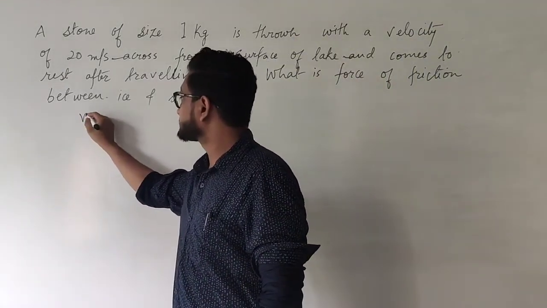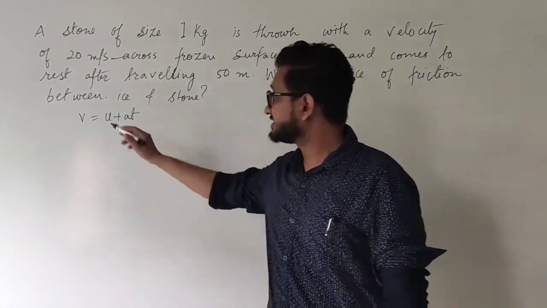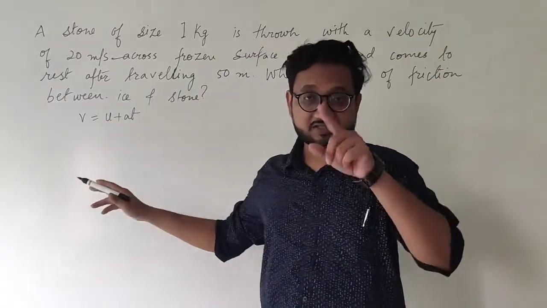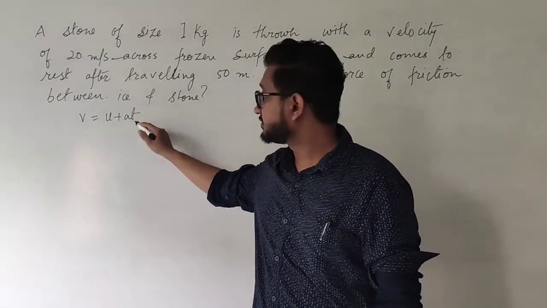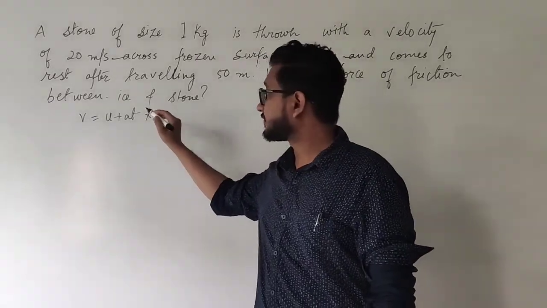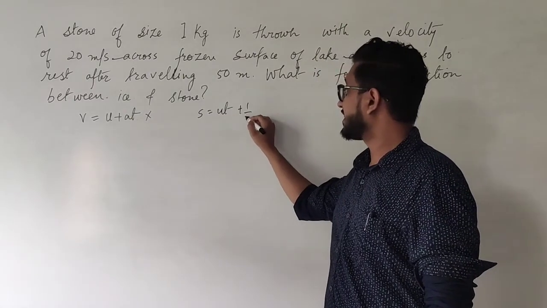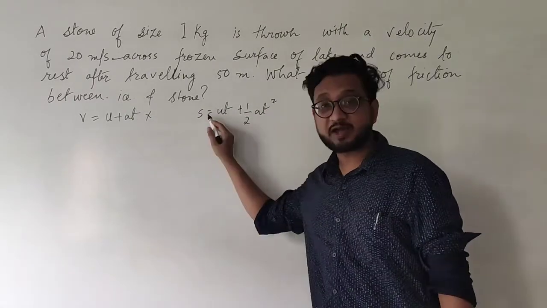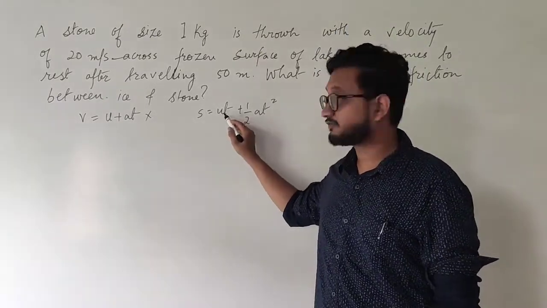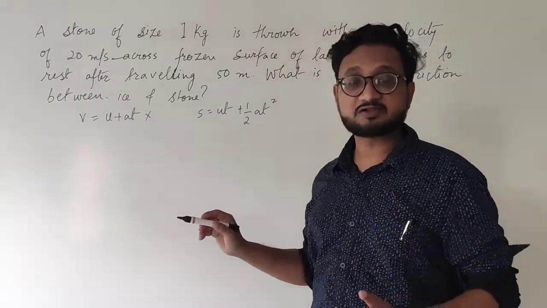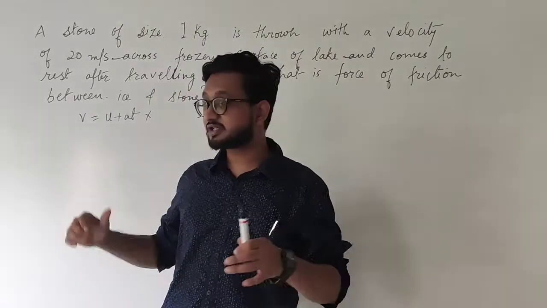So the first equation was v is equal to u plus at. For this equation, you have the final velocity, that is 0. Initial was 20 meters per second. Acceleration you need to find, but you don't have time. So you cannot use this formula. Second, s is equal to ut plus half at square. Once again, you have the distance, that is 50 meters. You have initial velocity, but you don't have the time to find the acceleration. So that leaves us with the third formula, that is v square minus u square equals 2as. So we'll get rid of these two formulas.